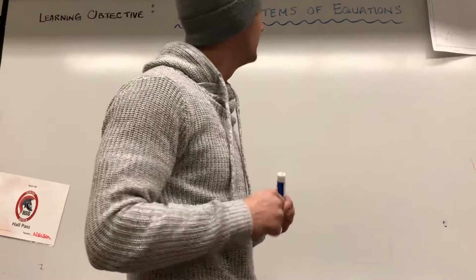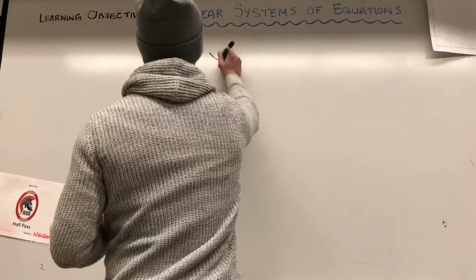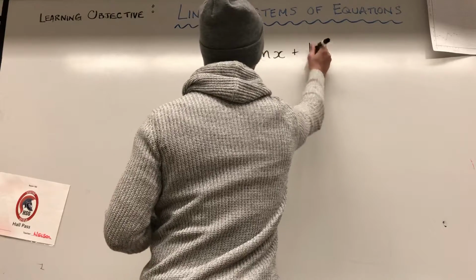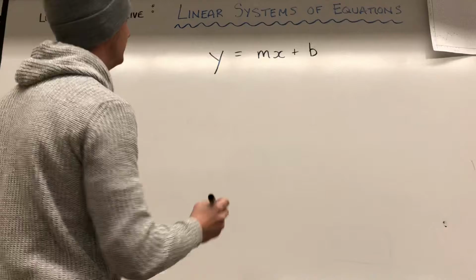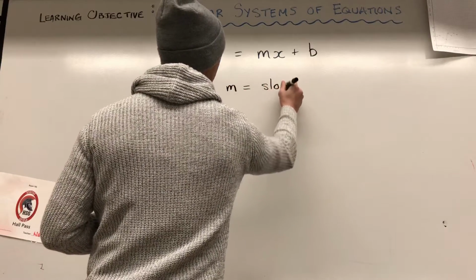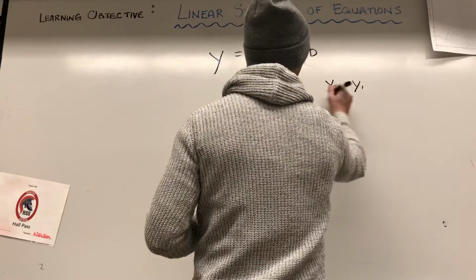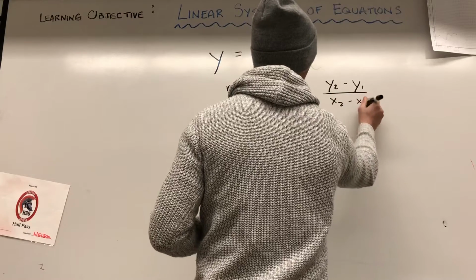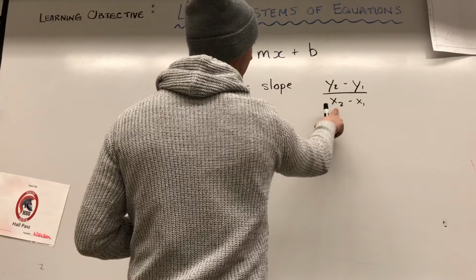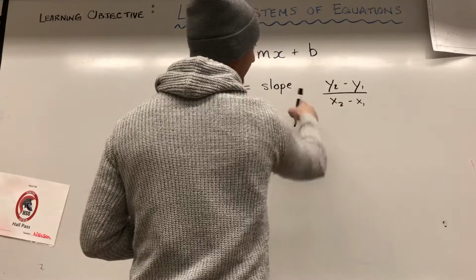Okay, linear systems of equations. So, prior to Christmas, we got to know this beautiful equation: y is equal to mx plus b, where m is our slope, which we calculate as (y2 minus y1) over (x2 minus x1). So (x2, y2) is a coordinate of a point that is further along the positive x-axis, and then (x1, y1) is kind of like our origin point.